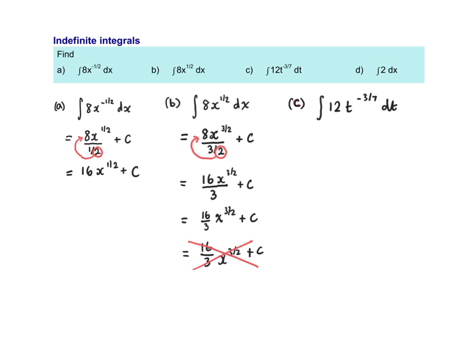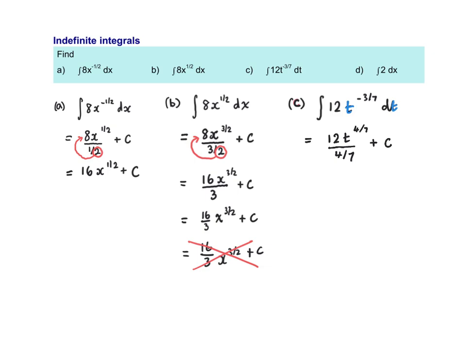Notice the difference in the letter there. It's not x we're using anymore, it's t. The maths, however, is just the same. We need to take our 12t, we need to add 1 to the power, so minus 3/7 plus 1, or plus 7/7 gives us 4/7, and we need to divide by that new power, and we need to add c to it.